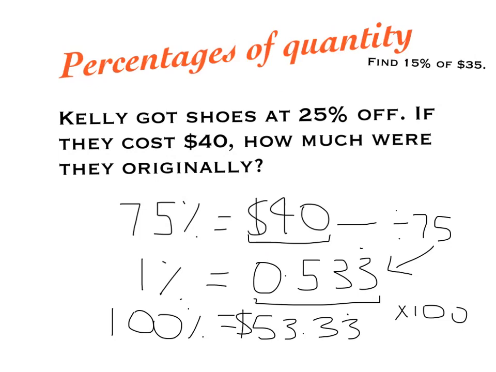How can I check that's right? Well, she got 25% off. At about 75%, they should be 40. So I know my answer is not going to be double 40. It's not going to be $80 because that's way too much. If it was $80, it means that she would have got them at 50% off. But $53, 40, yeah, that's looking kind of right. That's how I do it. If 75% of its value was $40, I take it back down to 1%, and I multiply it by 100. Simple as that, guys.